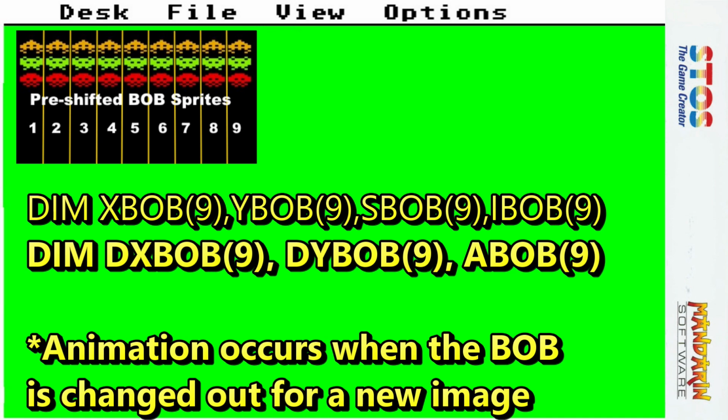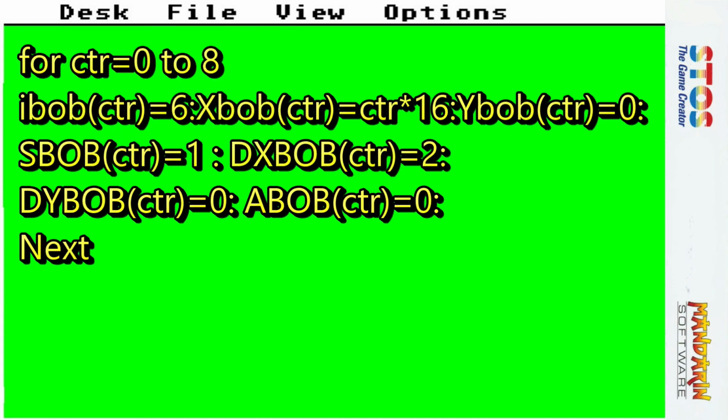I've also created 3 of my own arrays, DXBob, DYBob, which hold the X and Y change in position, and ABob, which is to animate it or not. Animation is not going to happen in this tutorial, but we'll need it when we go further. The following code loops through all of the arrays and sets the initial values for the bobs.